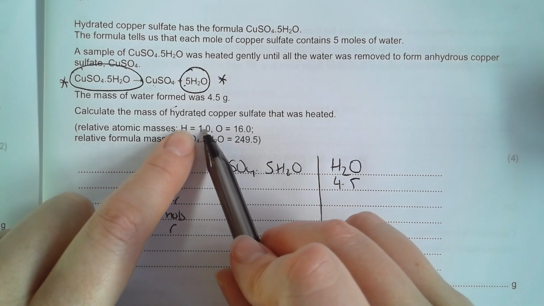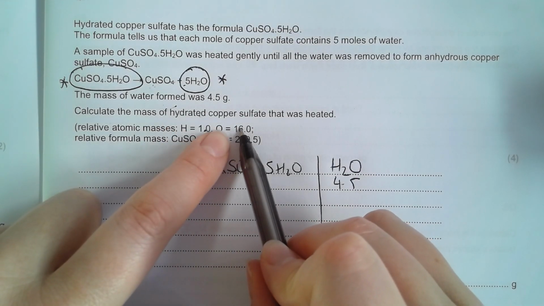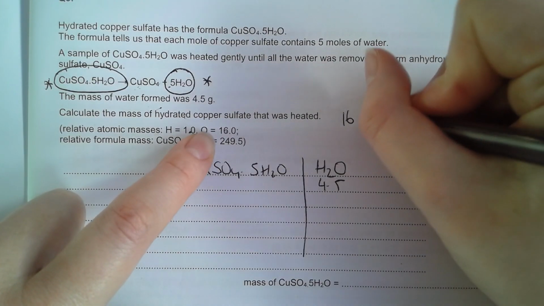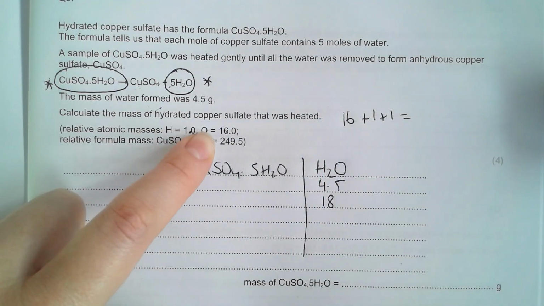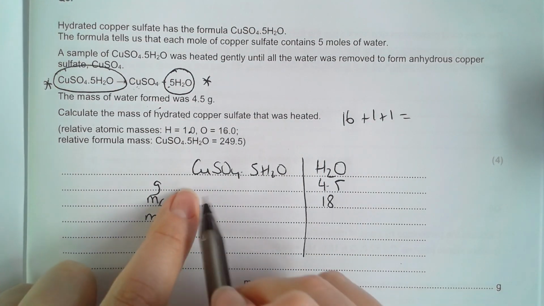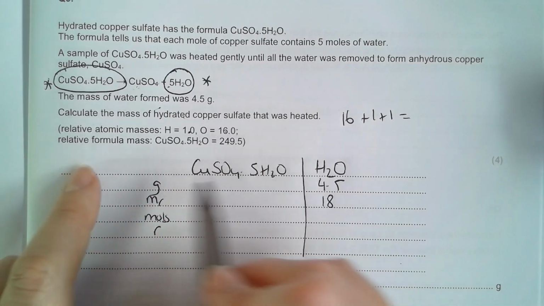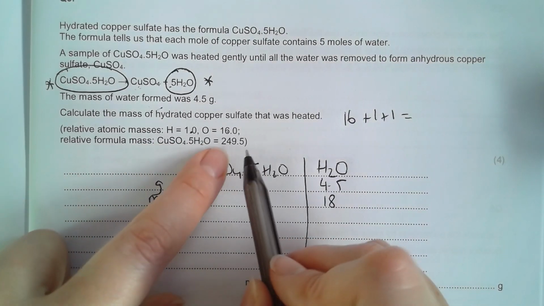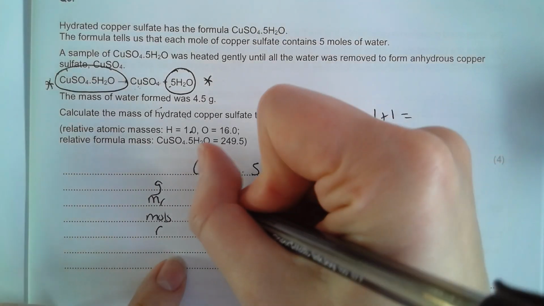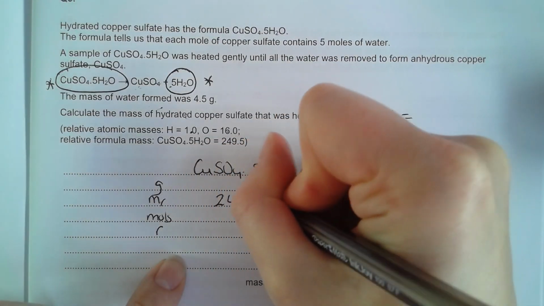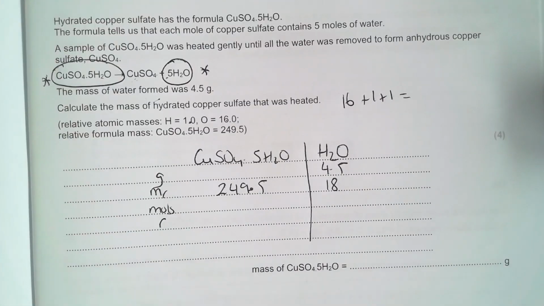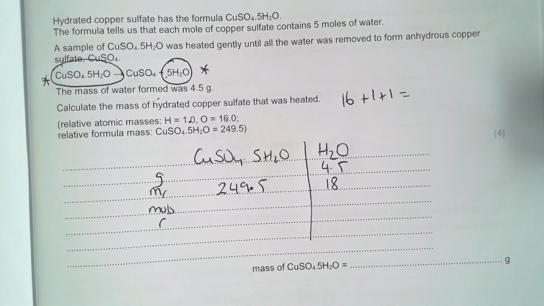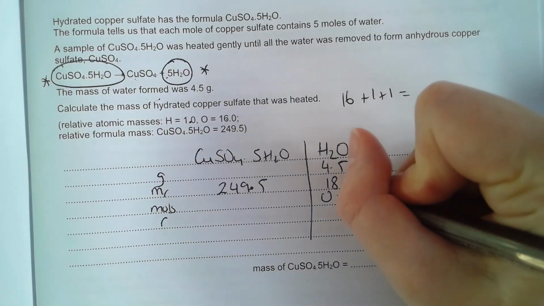They've given me that hydrogen is 1 and oxygen is 16. So I've got 1 oxygen, but I've got 2 hydrogens. I add them all up, and I get the Mr of water is 18. Now, I don't need to calculate the Mr of this one. They've given it to me without calculating it, 249.5. So I plug that in straight away. I'm able to work out the moles of water, 4.5 divided by 18, and I get 0.25.